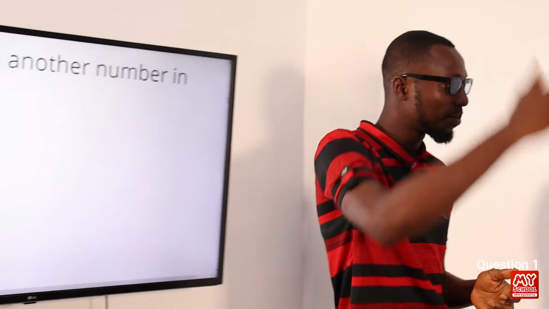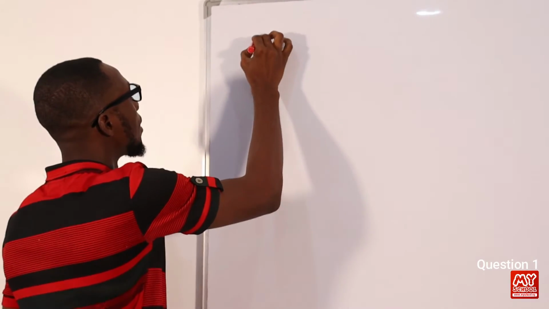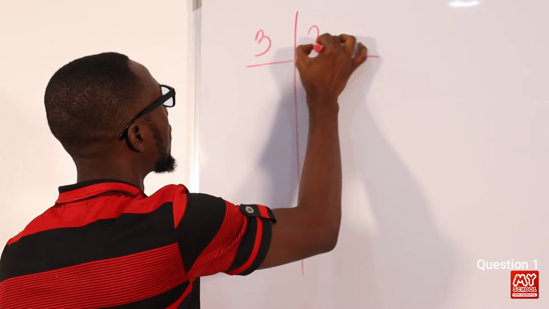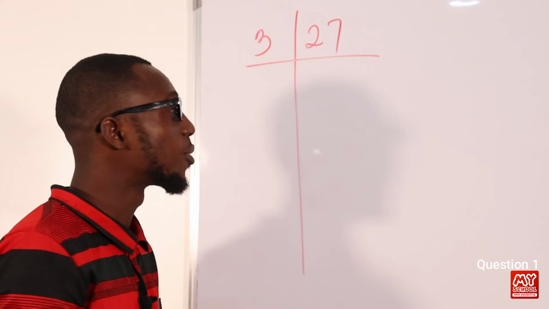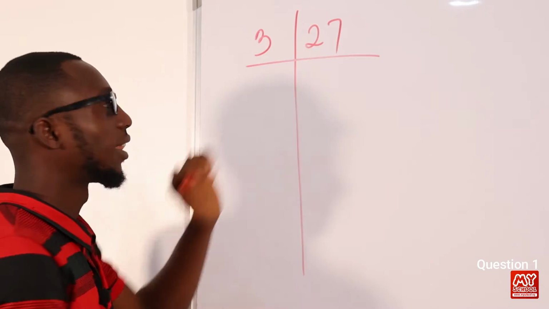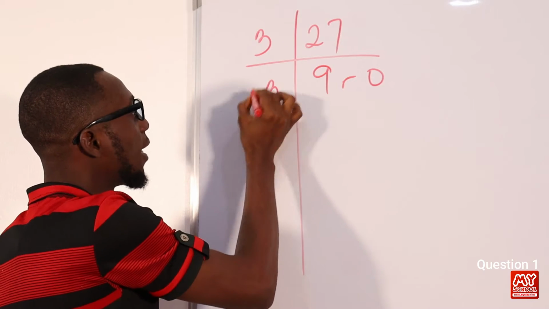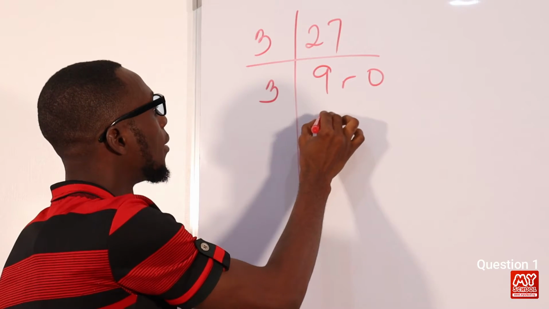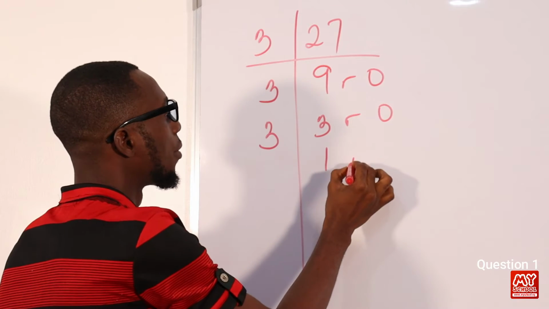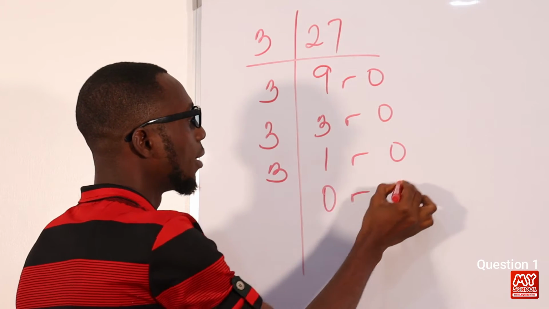All we have to do is use this very easy method. 27 in base 10 to base 3. Since we are moving to base 3, this is what we are going to have. You know, this looks like the things we do with HCF and what have you. So 3 in 27, that is 9, remaining 0, right? 3 in 9, that is 3, remaining 0. 3 in 3, that is 1, remaining 0. 3 in 1, that is 0, remaining 1.